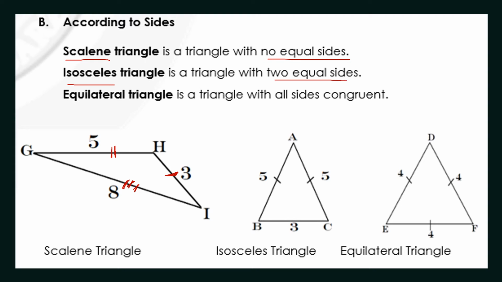It has 2 equal sides. So, itong dalawang to, kaya pareho sila ng symbol na isang guhit kasi sila yung pareho ng sukat. Kunyari, pareho sila ng 5 centimeters. So, itong side na to, iba na ang sukat. Next is the equilateral triangle. Lahat doon ng sides ay magkakapareho lang ng sukat. So, tigigisang guhit, ibig sabihin pare-pareho ng sukat. For example, pare-pareho silang 4 centimeters.